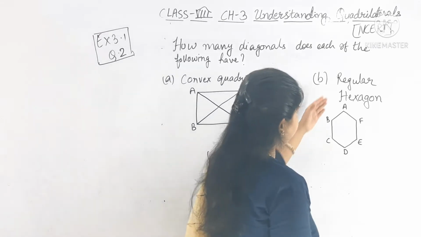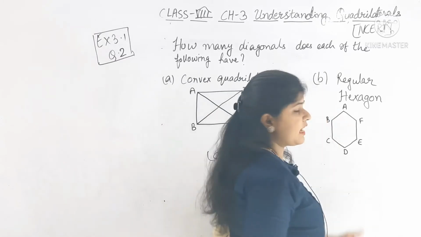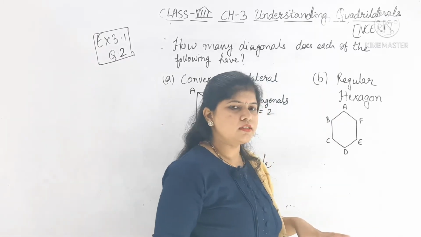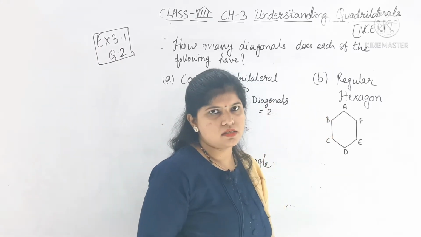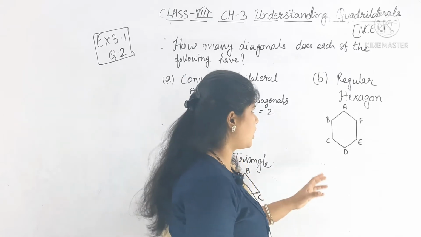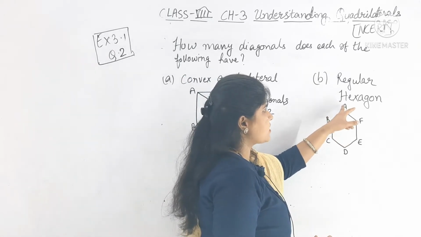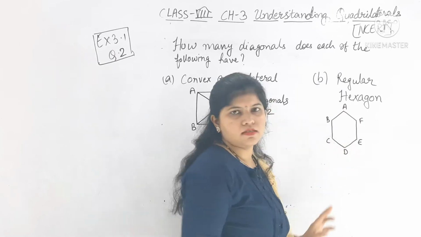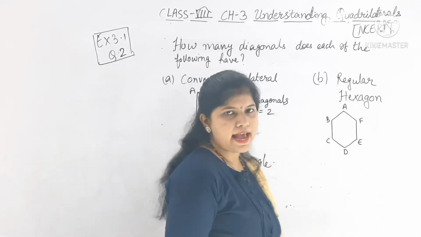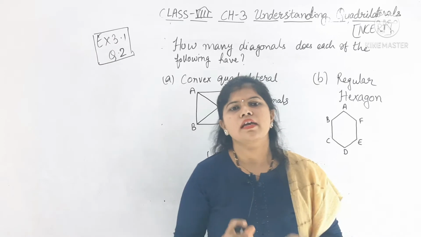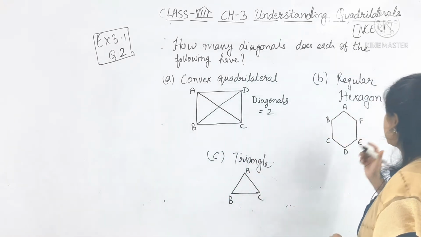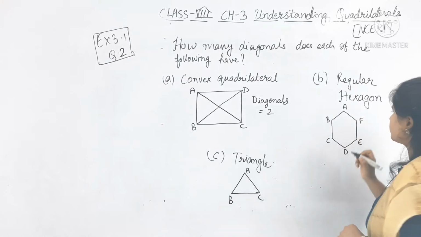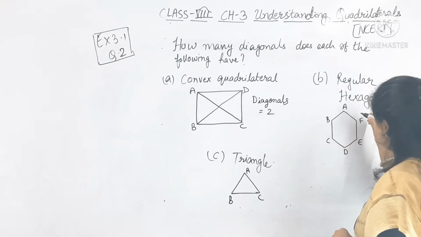Now come to the regular hexagon. We have defined a regular polygon as having equal sides and equal angles. Hexa means 1, 2, 3, 4, 5, 6 sides, so it is a hexagon, and regular hexagon means equal sides and equal angles. So we have to make diagonals here. Firstly, I will draw from A.